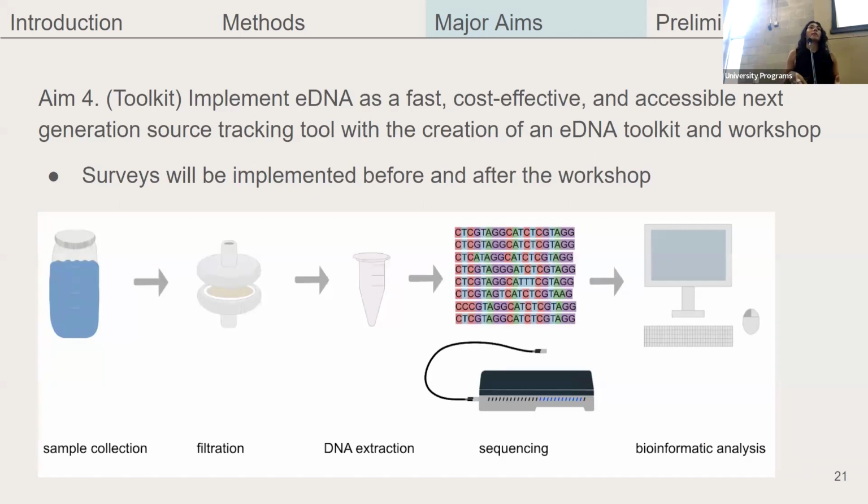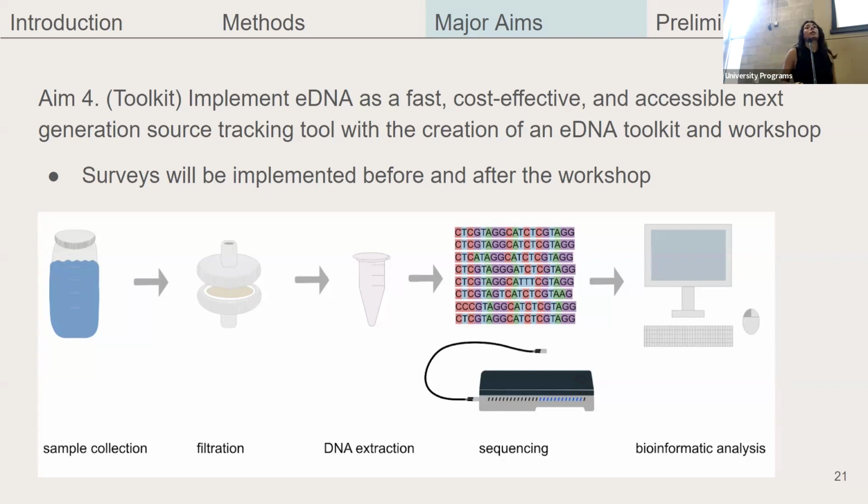So I mentioned previously that eDNA has not been used as a microbial source tracking method. So in order to have other people easily implement it into the field, I'm creating a toolkit and I'm hosting a workshop for community partners and stakeholders. The workshop will be April 25th, 2025. You are all invited. And this toolkit will take stakeholders from sample collection through filtration, DNA extraction, sequencing, and bioinformatic analysis to help them implement eDNA as a microbial source tracking tool.